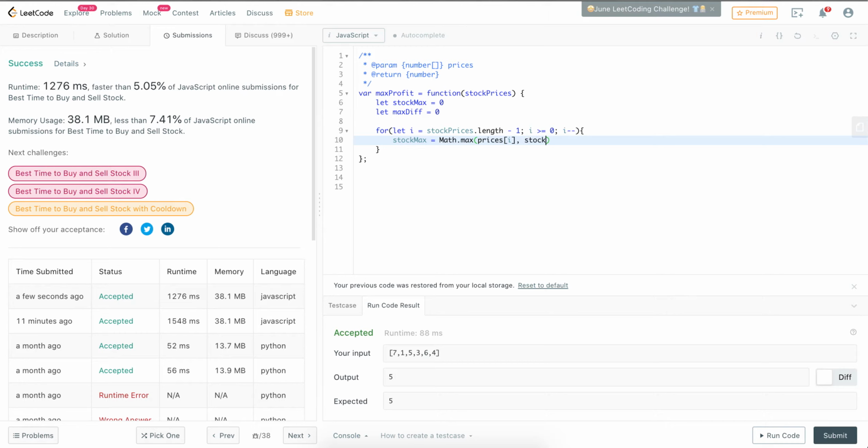and then stock max. So this is just the standard format for setting up a math.max function. So I have the two things that I'm looking to get the max out of. So this is either going to give me prices of I or stock max, depending on which is bigger. And then, as you might guess here, our next thing is to be max diff. So for max diff, what we're going to say, it's math.max of max diff.